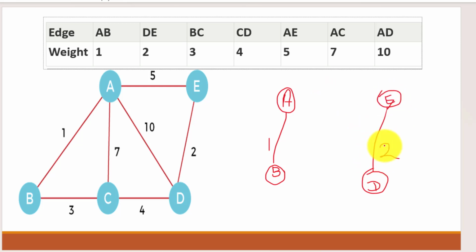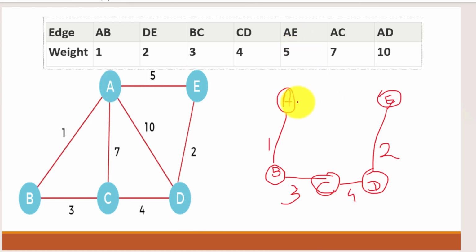So after this DE 2, we can select the BC, that is nothing but the 3. So here I can draw the graph, C as a 3. Now this is having the weight 3. Now after this CD. Now CD is having the weight as a 4. Now next A to E, that is 5.